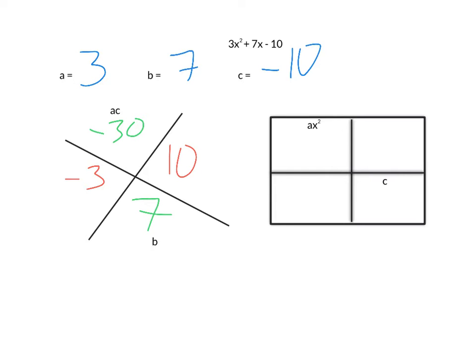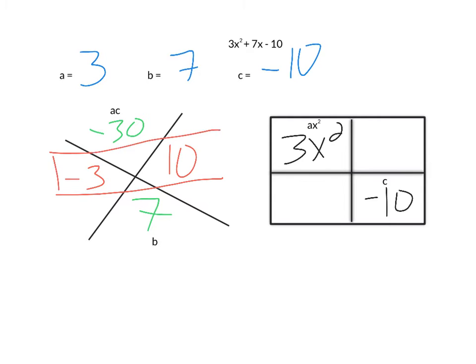Now that I've filled out my x completely, I'm going to start filling out my box. In the top part of my box, the top left-hand box is always going to be my ax squared term. So in this case, 3x squared. The bottom right-hand box is the constant, negative 10. And the remaining two boxes are going to be filled in with those values with an x attached to them that I found in my x over here. So I'm going to have negative 3x and 10x.